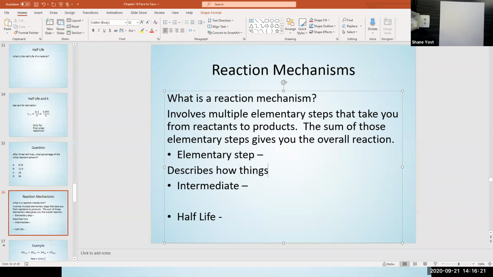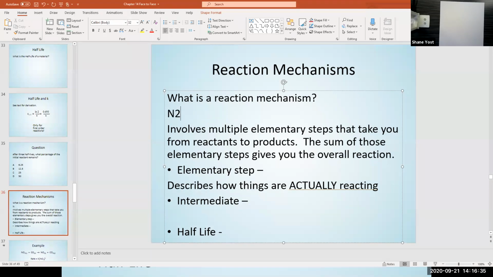describes how things are actually reacting. What things are hitting together, what things are combining. Our reaction, that reaction N2 plus 3H2 and then 2NH3, this reaction here is just some general chemical reaction. Well, this reaction does not occur by having 3 hydrogen molecules and 1 nitrogen molecule all colliding together at the exact same time to then form 2 NH3 molecules. That does not happen, okay?